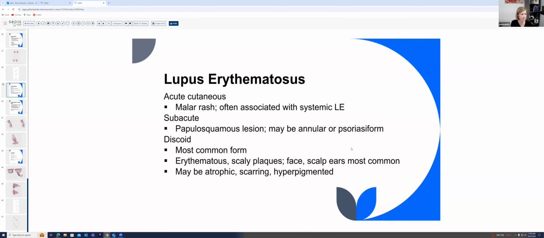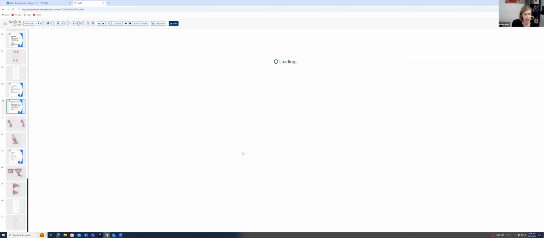The last interface diagnosis that we'll discuss is lupus erythematosus. There are several clinical forms of lupus, including acute cutaneous, which is often associated with systemic lupus, subacute, and discoid. Discoid is the most common form and the one we see most commonly biopsied. And it consists of erythematous scaly plaques, often on the face and scalp. And they can be atrophic, somewhat scarring, and hyperpigmented.